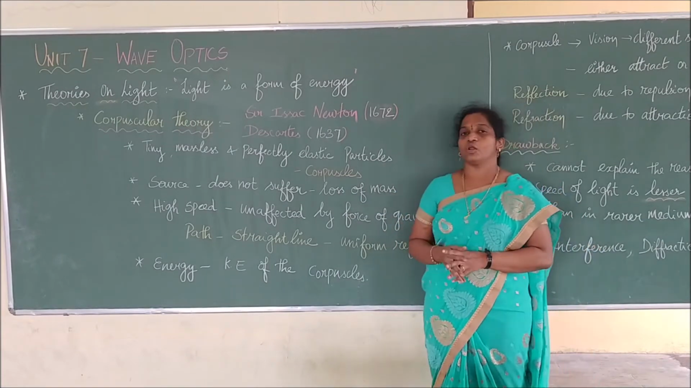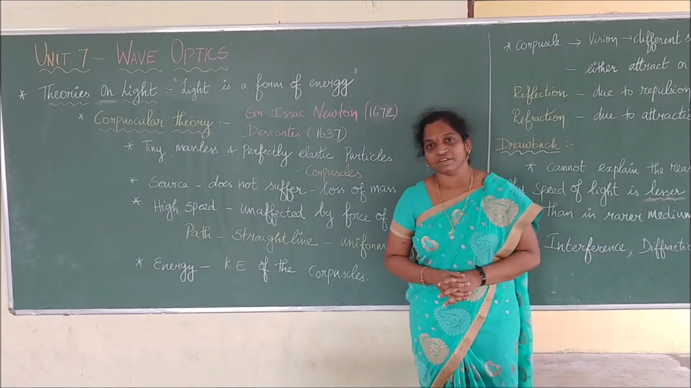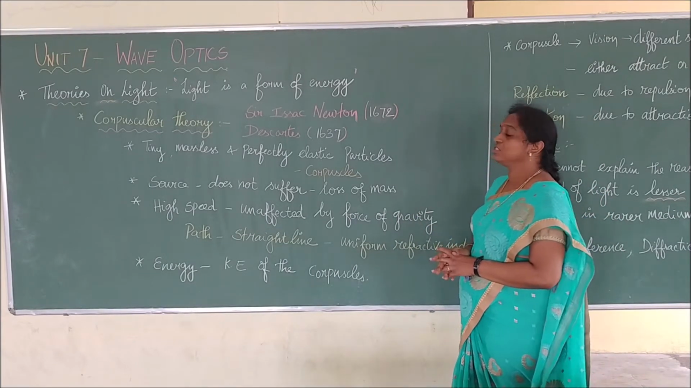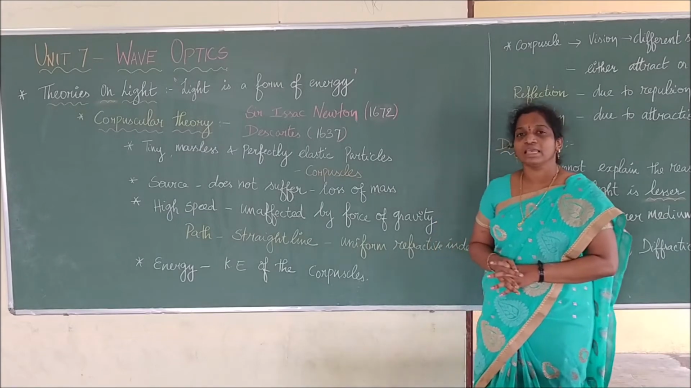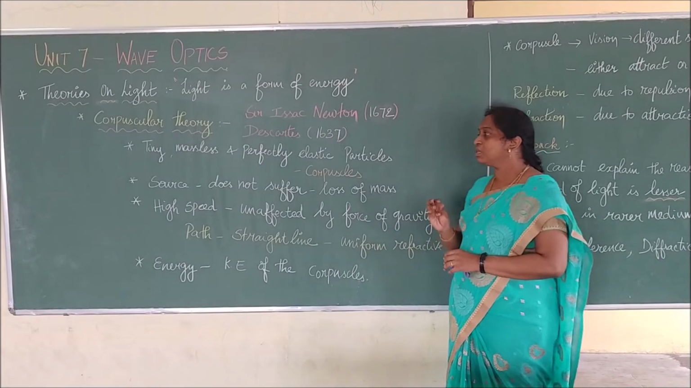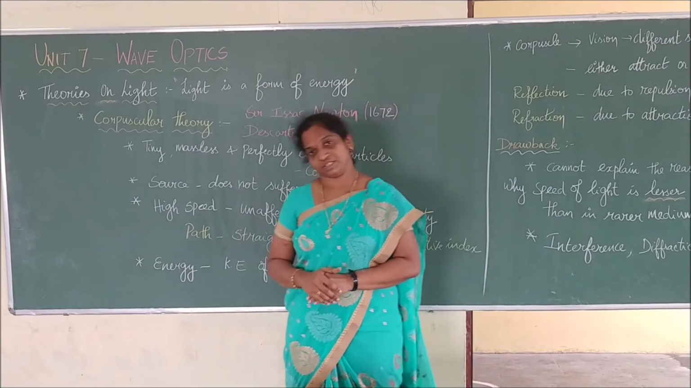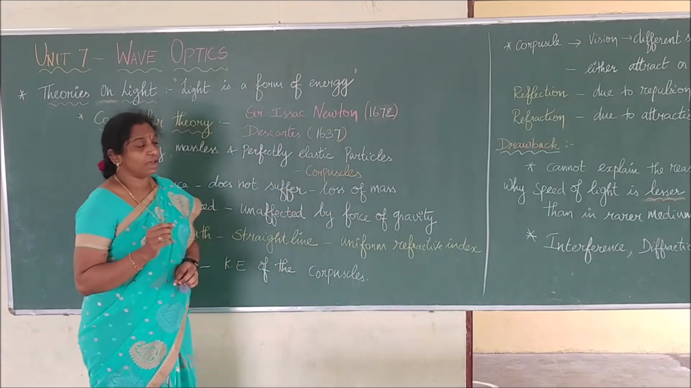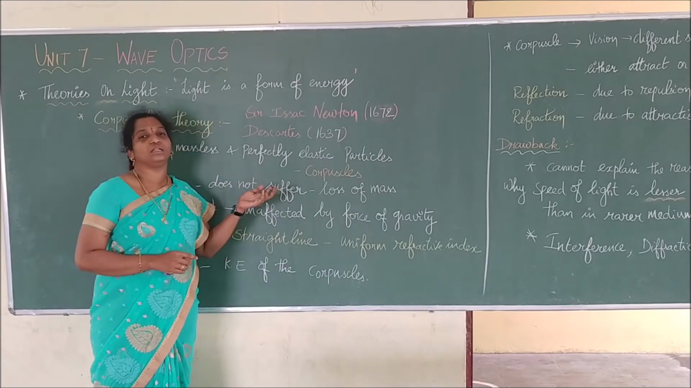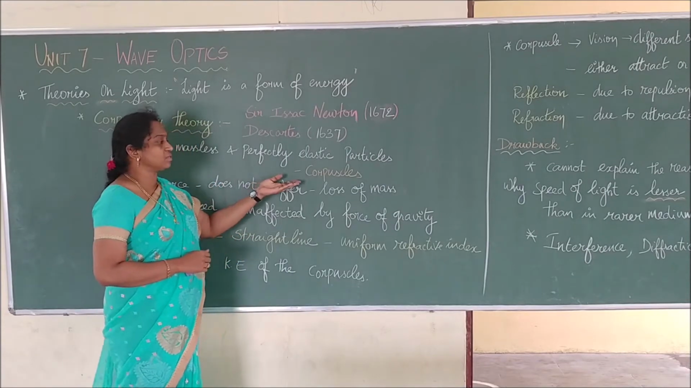The first theory is called the corpuscle theory. It was put forward by Sir Isaac Newton in 1672, and initially given by Descartes in 1637. What they are saying in that theory is that there is a tiny, massless and perfectly elastic particle, and they named that particle a corpuscle.